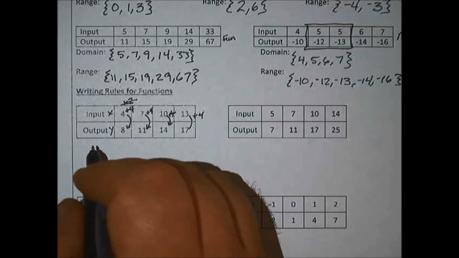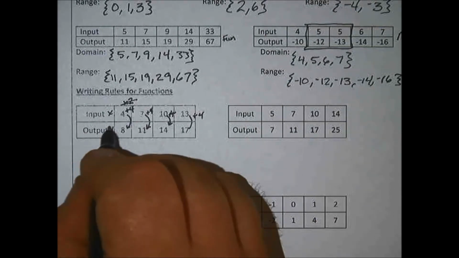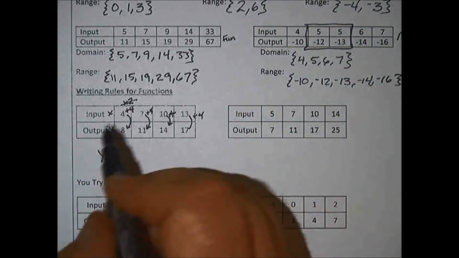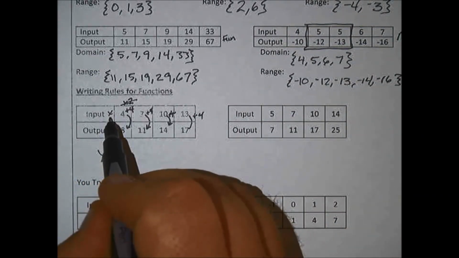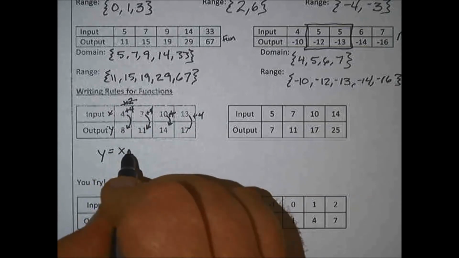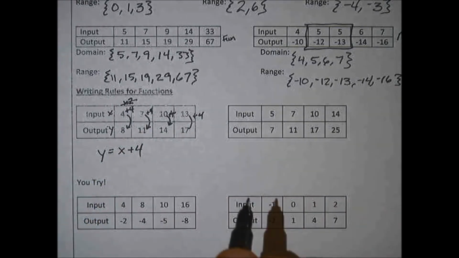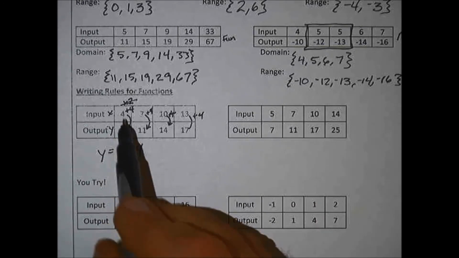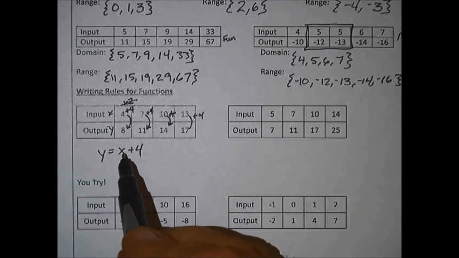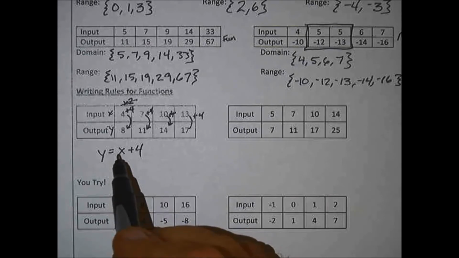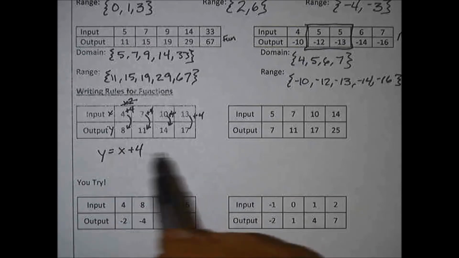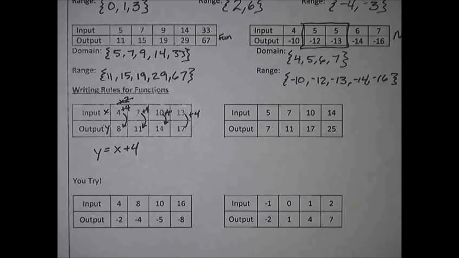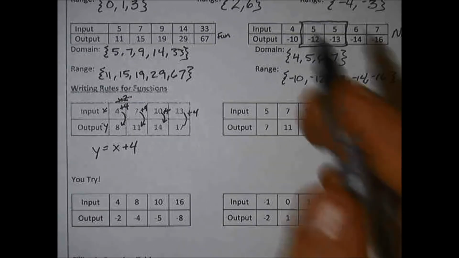So what I want to do is I want to say to get y is equal to whatever number I start with plus 4. X plus 4. That's kind of nice, huh? That looks real good. I can check it real quick. Let's try 4. 4 plus 4, well, that's 8. 7 plus 4, 11. 10 plus 4, 14. 13 plus 4, 17. It's awesome. It works. It's sweet. All right, let's go to the next one.